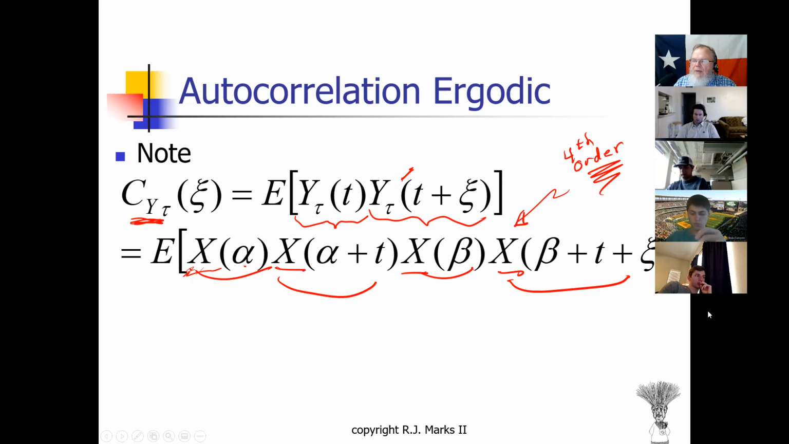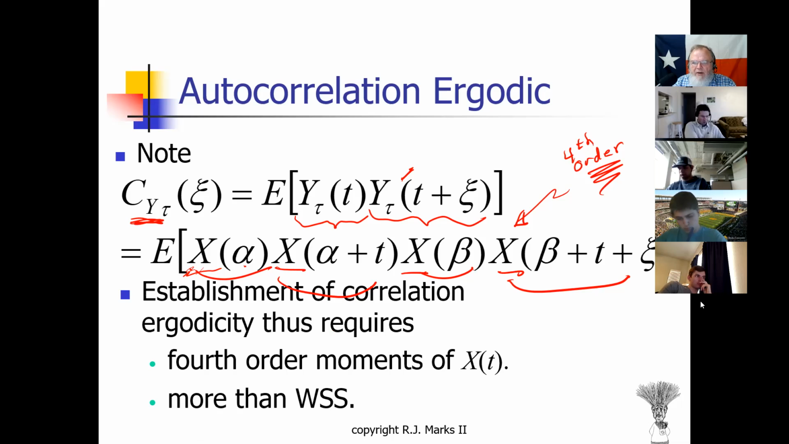Nevertheless, we should be able to intuitively do autocorrelation ergodicity for many interesting cases. We'll find out that you can always do this, for example, for a Gaussian stochastic process. And we will address that shortly. So this is the establishment of correlation ergodicity requiring fourth order moments of x of t, and this is more than wide sense stationarity. So it isn't sufficient for the process to be wide sense stationary. You have to have the fourth order statistics behave well in order to do autocorrelation ergodicity. So you can see the concept of ergodicity is a problem that we need to pay close attention to. Any questions on that? I think that's a fascinating result. I hope that you found it fascinating.